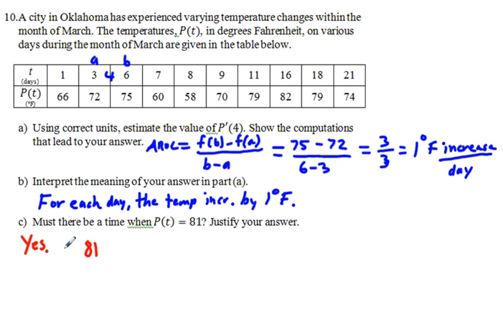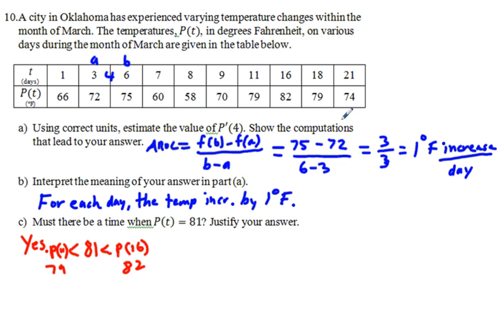And one way we can articulate this is we can say that 81 is greater than P of 11, the 11th day, and less than P of 16. And so this would be evidence that, because P of 11 is 79, right? And P of 16 is 82. So there has to be one time in there.